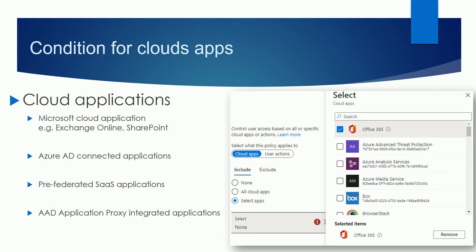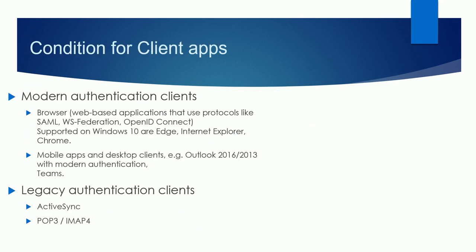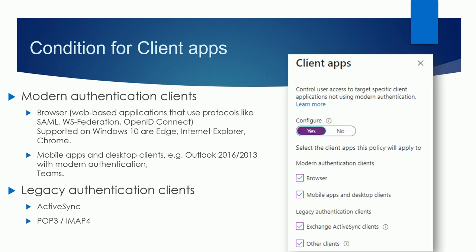Now, here is an example. If you would like to set the cloud application, you can select the app, and you can select Microsoft Office 365. Now, here are the app conditions for the client app. This is like a browser-based application, which you can define there as well.